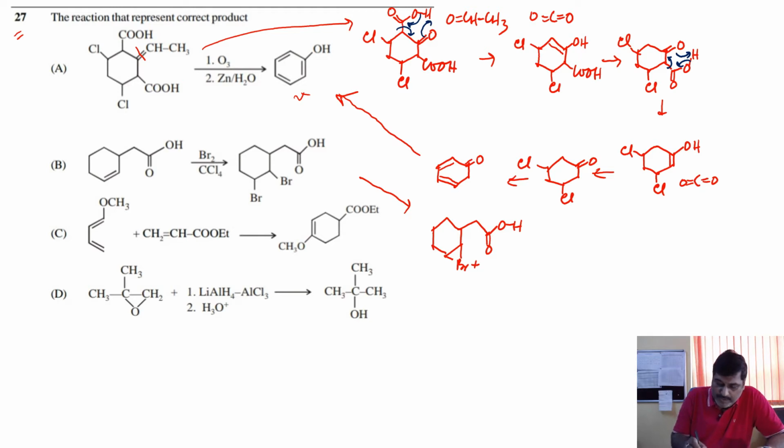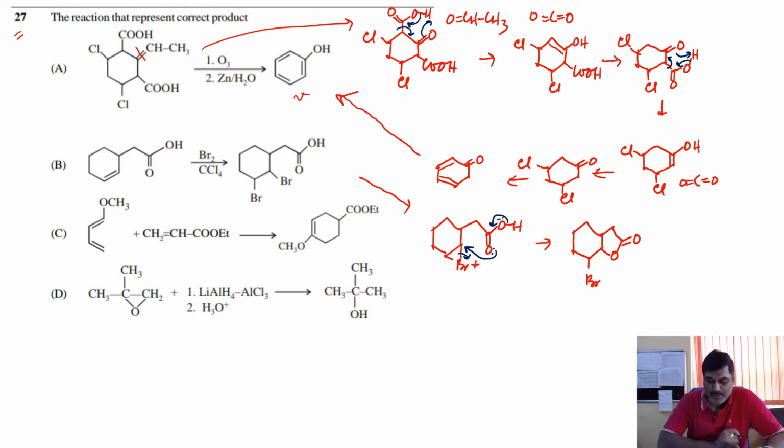And after that, what happens here? This one will attack here, and this one is leaving. All that happens with this one. So as a result of this, what are we getting? We are getting the Br on this place, and there is no oxygen. This is the carbon, this one, and there is double bond O. Yes, this is the product. Now move to the next option.